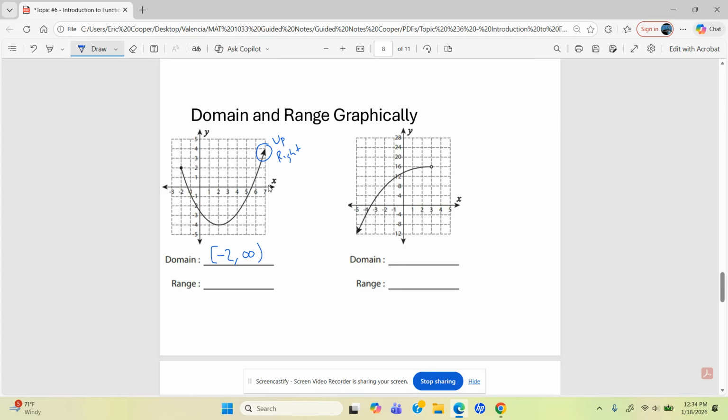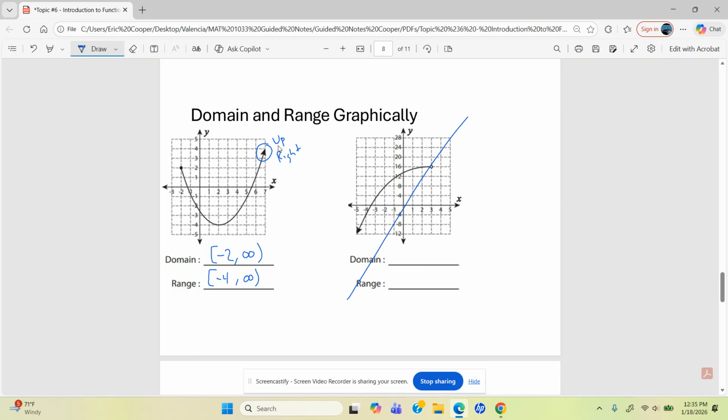Now for the range, we're going to start at the lowest point. Here, this bottom is the lowest point. The lowest point here is this negative 4. And because it's part of the solid line, we'll include it, so it gets a bracket. And again, it's going to go up forever. Up is positive infinity, but on the y-axis. We will not do this problem, as this is the problem we just previously did.